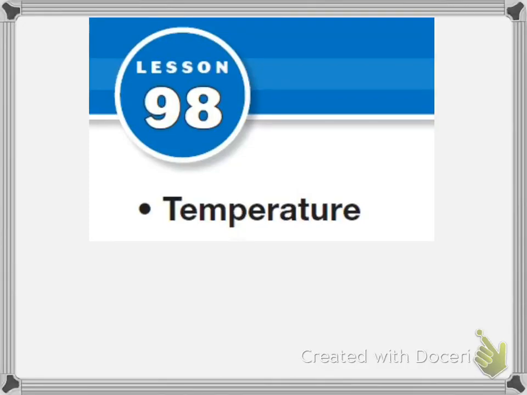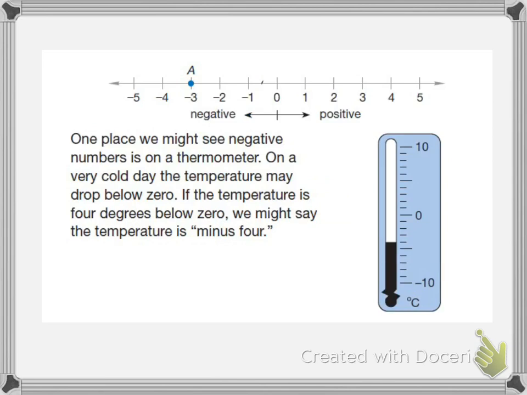Today's lesson is lesson 98, which is on temperature. We often will see positive and negative numbers on a number line. We know that anything to the right of 0 is going to be positive, and anything to the left of 0 is negative or less than 0. 0 itself is neither positive nor negative.